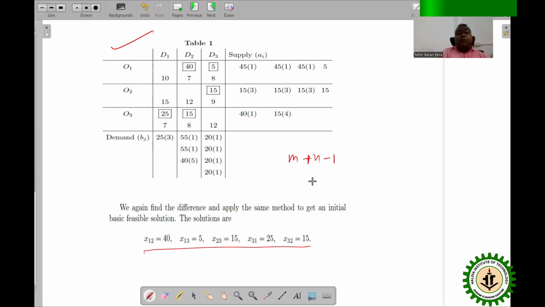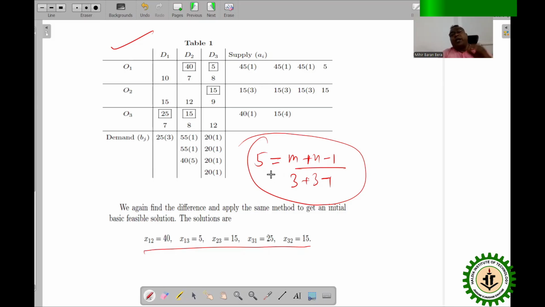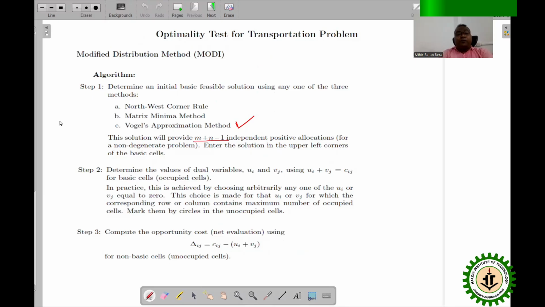Now, here you can see m plus n minus 1. M is the number of origins and n is the number of destinations. Here the number of allocated cells is 1, 2, 3, 4, 5, and this 5 equals 3 plus 3 minus 1. So this condition is satisfied, and we will get a non-degenerate solution. Now, what is the technique? Once again, I am going through the technique here.